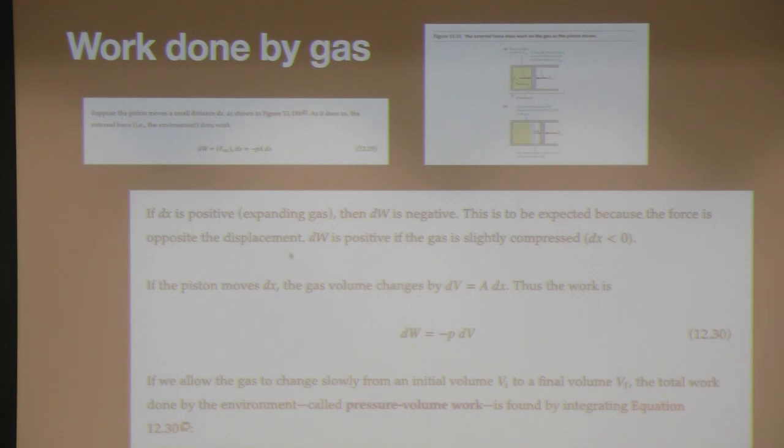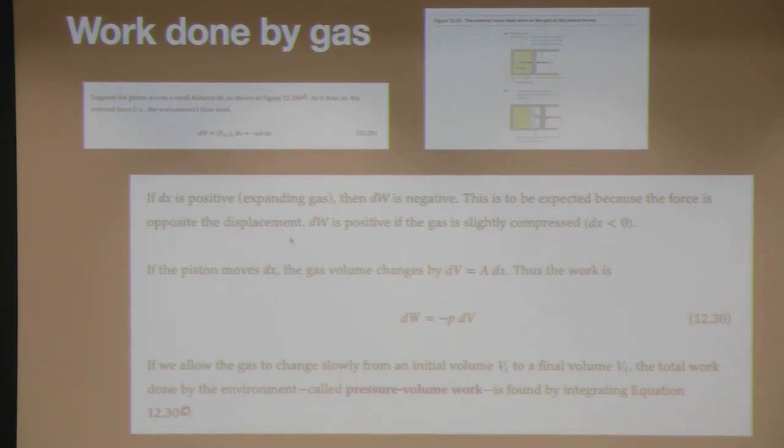dW is positive if the gas is slightly compressed. So depending upon whether it's expanding or compressing, in one case the work is going to be negative, and in the other case the work is going to be positive if dx is less than 0. So if the piston moves dx, the gas volume changes by dV is equal to A dx, and then the work done, dW, is minus P dV. And if we allow this gas to change slowly from an initial volume to a final volume, the total work done by the environment is found by integrating this equation here.